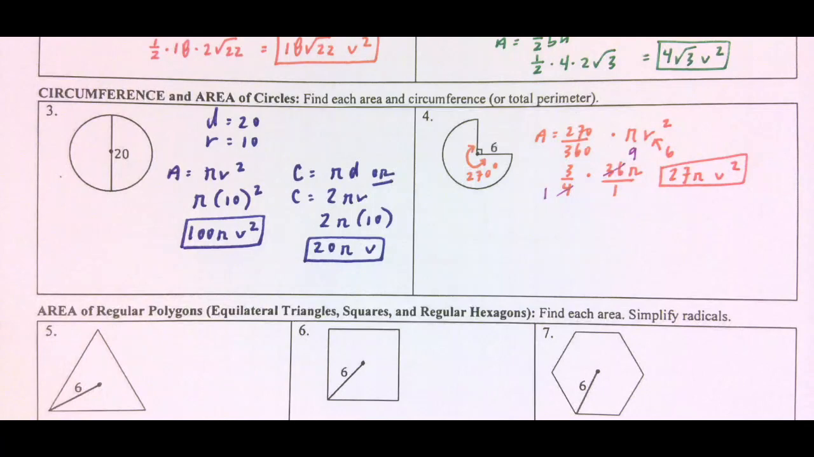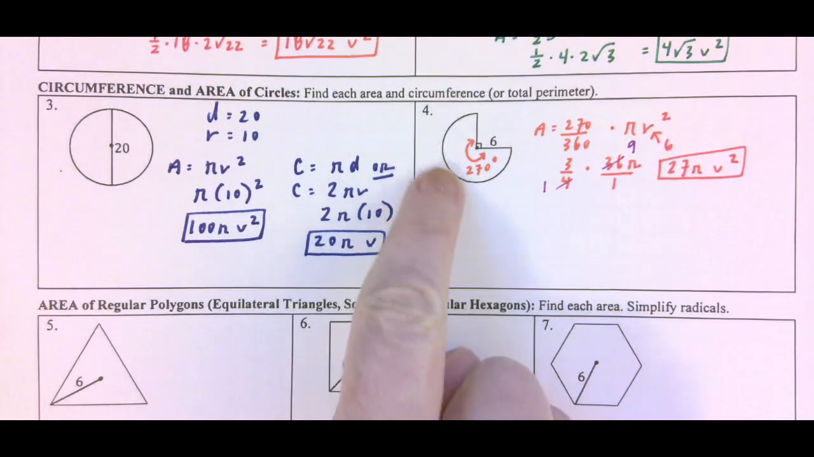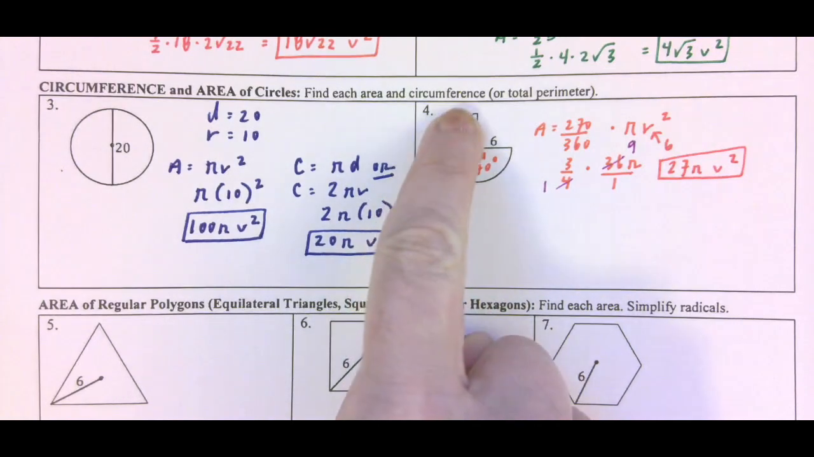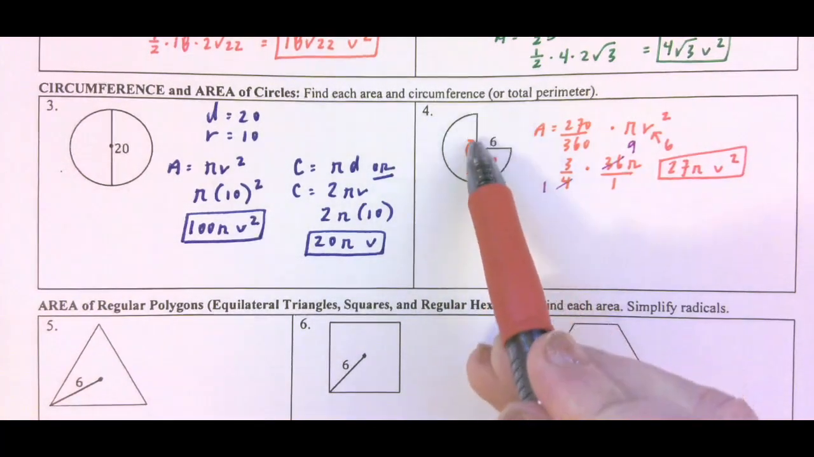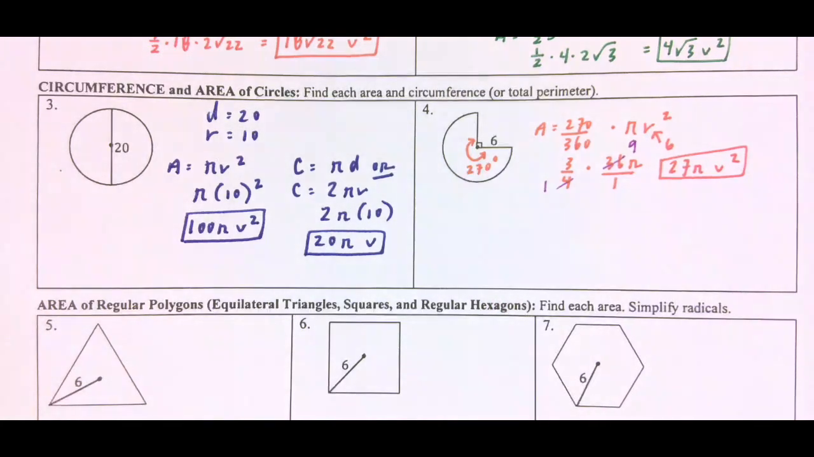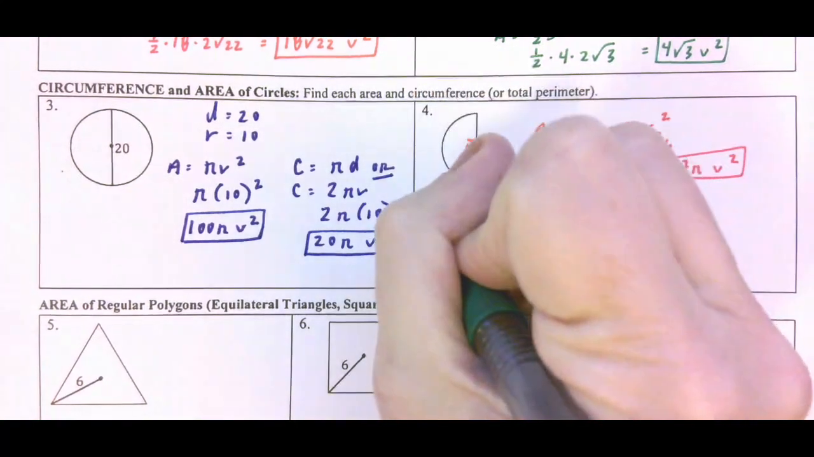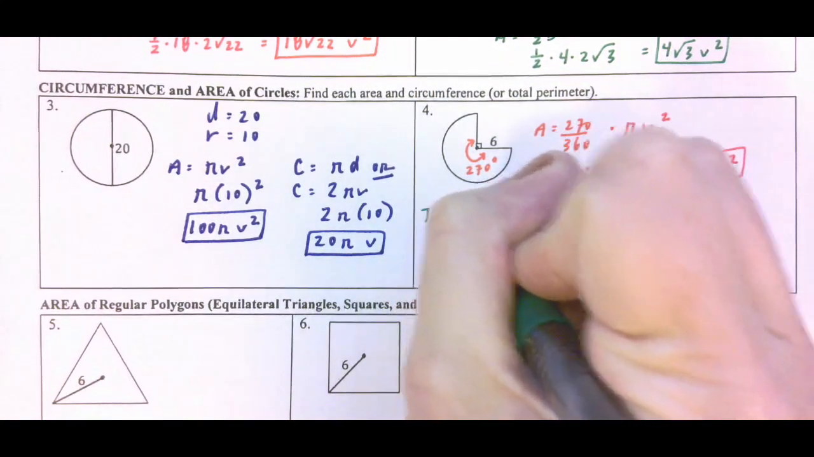All right, if I want my circumference, what's goofy here is that this part is really 3/4 of the circumference. So I really need to get my total perimeter, because now I have these two segments, my two radii, that each have measures of 6. So here I'm going to write it as my total perimeter.